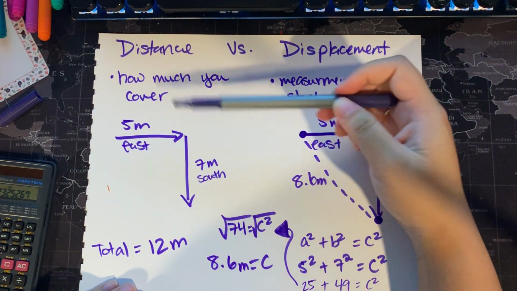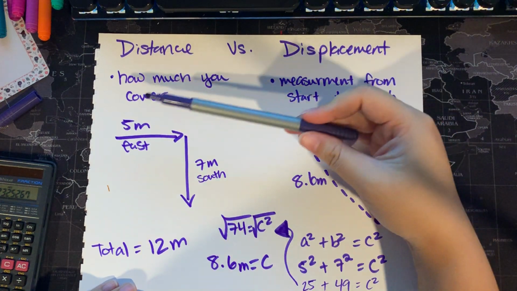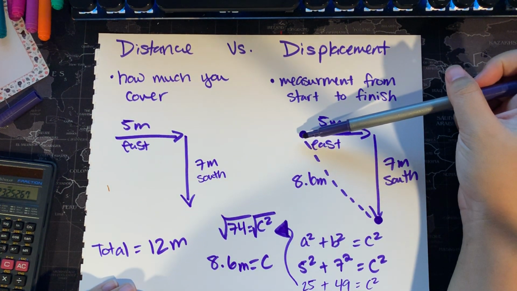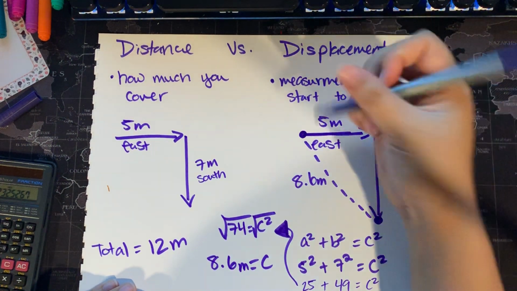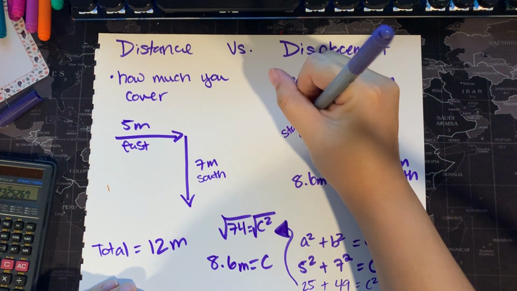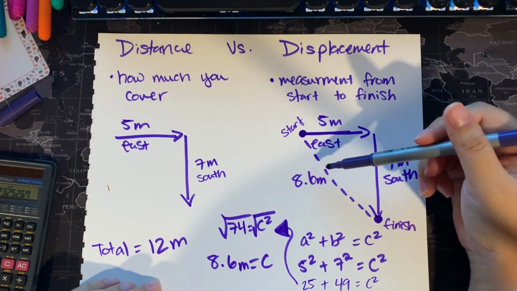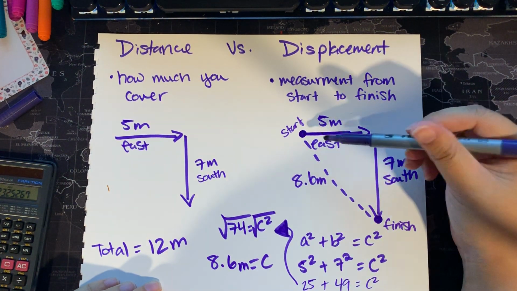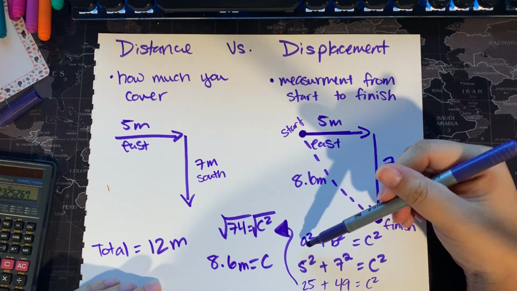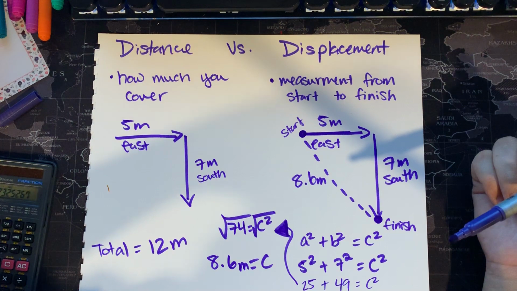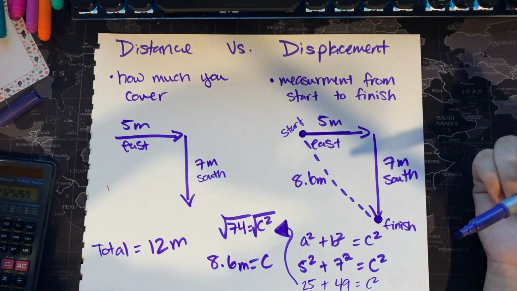Distance is how much area you cover, okay, how much ground you cover. Displacement is the distance from start to finish, okay, start to finish. And most of the time, all you have to do is look at your 2 points, okay? And then you're going to use Pythagorean theorem to solve it. Okay, hopefully that part was not confusing for you guys.